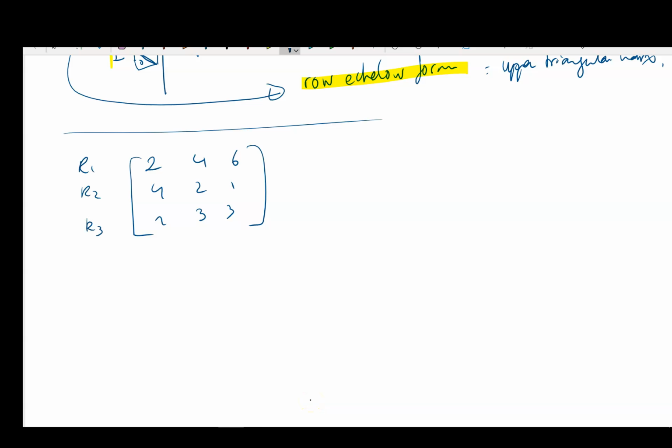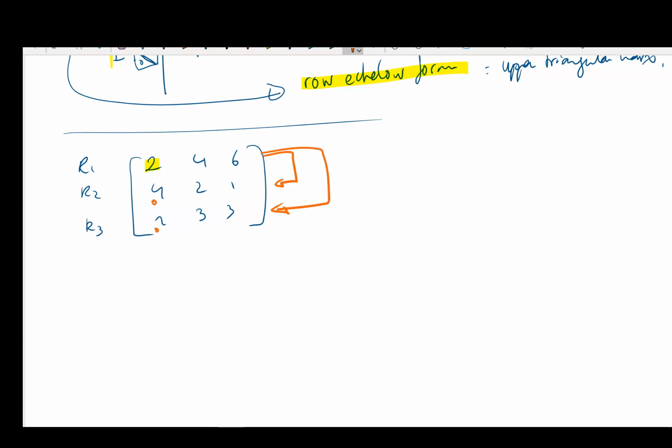The first thing that you should always remember is that you choose your pivot, so it's going to be that one, and you're going to use that line and combine it with the second row, and then also combine this first row with the third row, in order to put some zeros below the pivot.